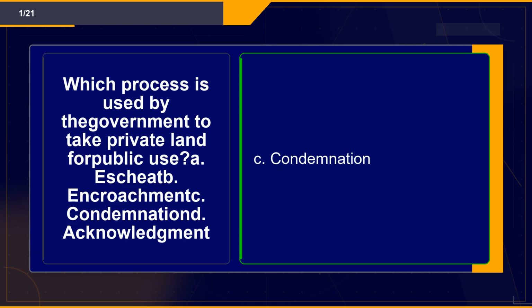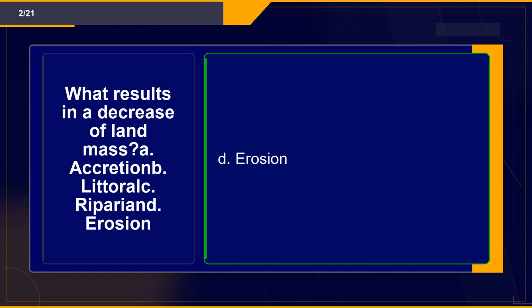Flashcard 1. Term. Which process is used by the government to take private land for public use? A. Escheat. B. Encroachment. C. Condemnation. D. Acknowledgement. Definition. C. Condemnation.